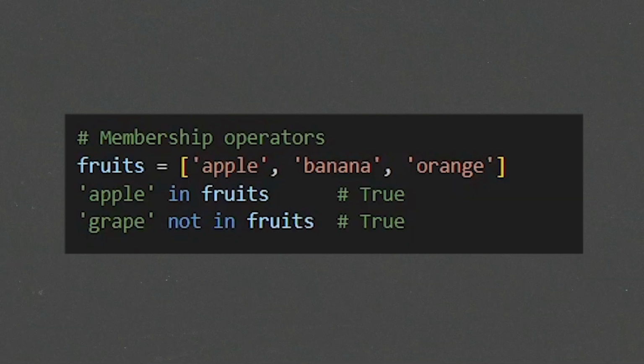Membership operators in Python are used to test whether a value is a member of a sequence or a collection. They are useful for checking if a particular value exists within a list, tuple, set, or string. Python provides two membership operators, in and not in. In operator. The in operator returns true if the value on the left side is found in a sequence or collection on the right side, otherwise it returns false.